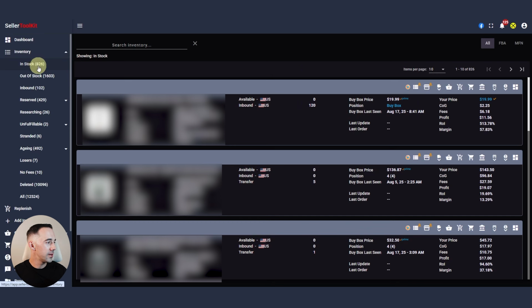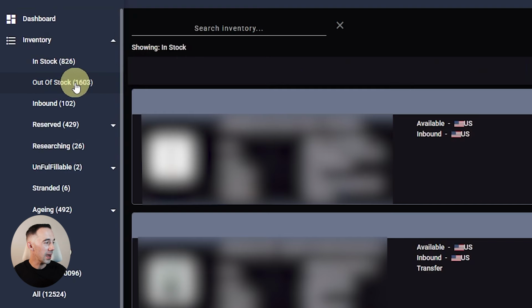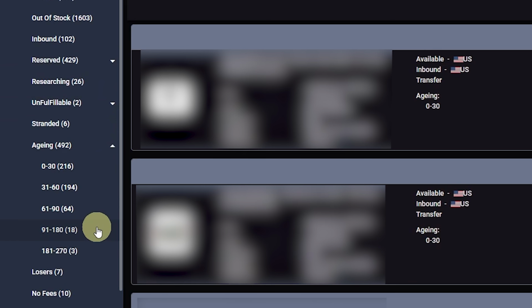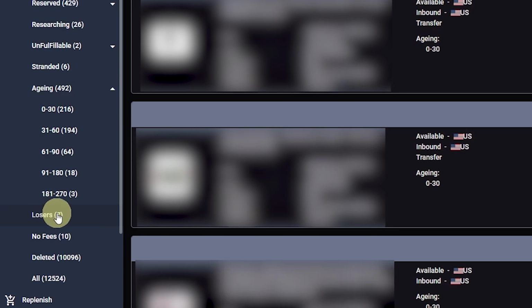So we'll come into inventory, and what you can see, first of all, we've got lots of different options you can look at. So in stock, out of stock, inbound, reserved, which is obviously that SC transfer. You can also go through to unfillable. The other one I look at a lot is aging, so how old your stock is. And you can see we've got most of our stock in 0 to 30 and 31 to 60, which is really good. And we do have some older stock, which obviously we're going to need to clear down. We also have losers, so it tells you if the price right now, you're going to be losing money selling at that price. You can click on that, and that's going to show you the products.